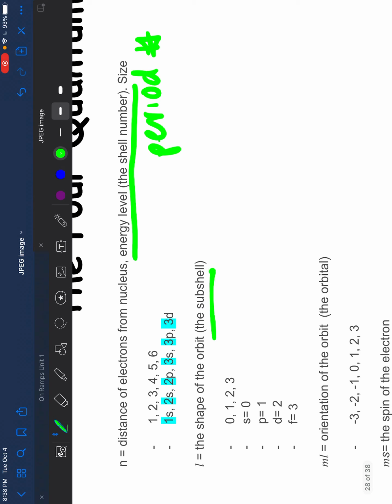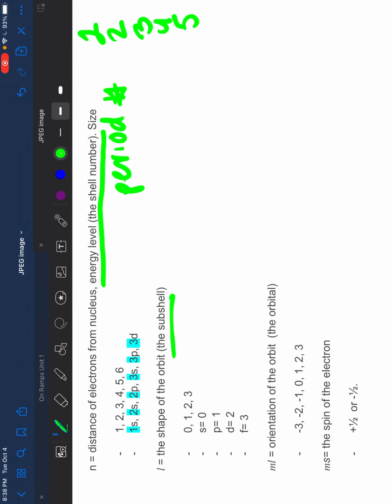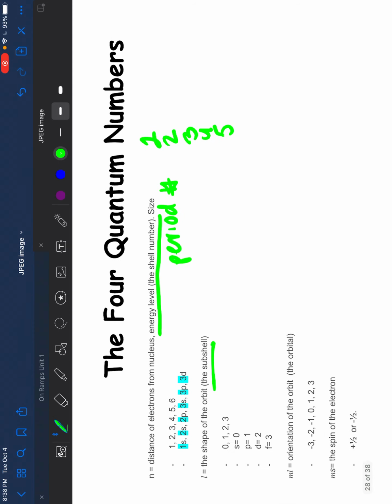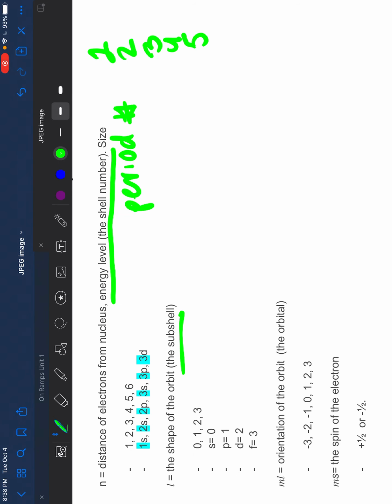l is the shape of the orbit, also known as a subshell. For l, you are going to have 0, 1, 2, or 3. If you're in the s block, you're going to have a 0 for your l value. If you're in the p block, you're going to have a 1. If you're in the d, you're going to have a 2. If you're in f, you're going to have a 3.